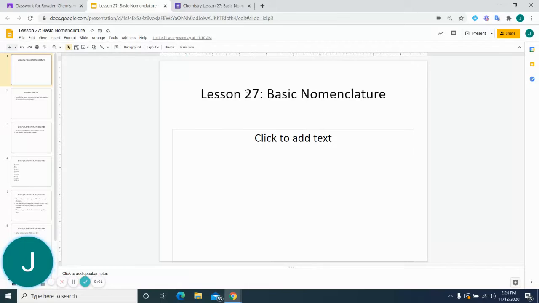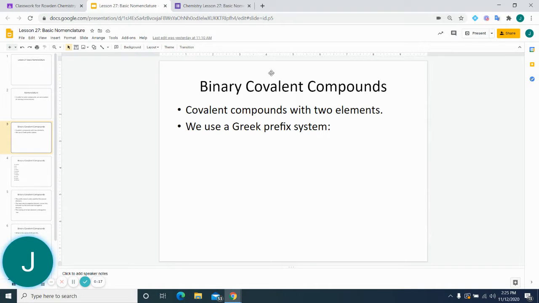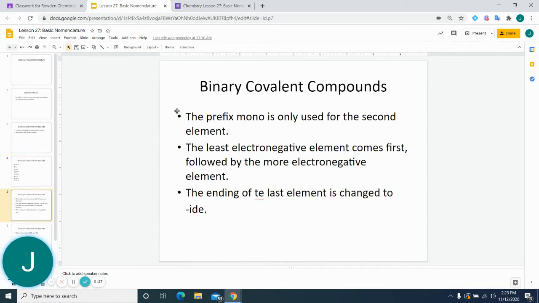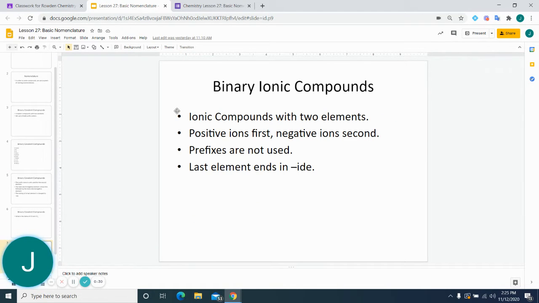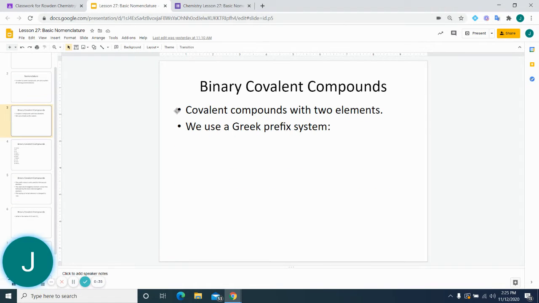Hello everybody, we're looking at lesson 27, which is the beginning of nomenclature. As it says here, nomenclature is just a system of naming. So we're going to look at two basic types of compounds today: binary covalent and binary ionic. With binary covalent, bi just means two. So this is when there's two elements bonded together by a covalent bond. After we do the binary covalent, we'll be looking at binary ionic, and that's all we will do for today. So there's just a set of rules for each, and you just pretty much apply them every time.